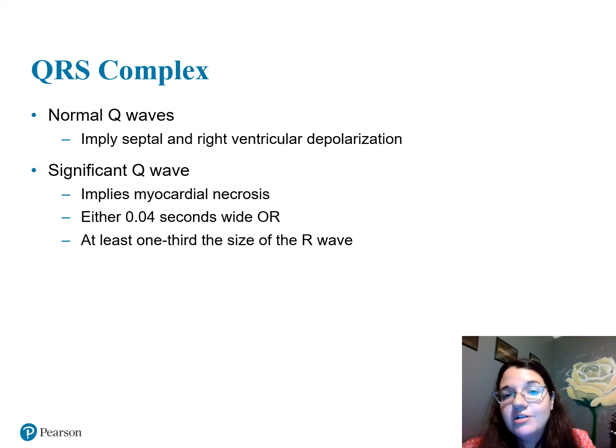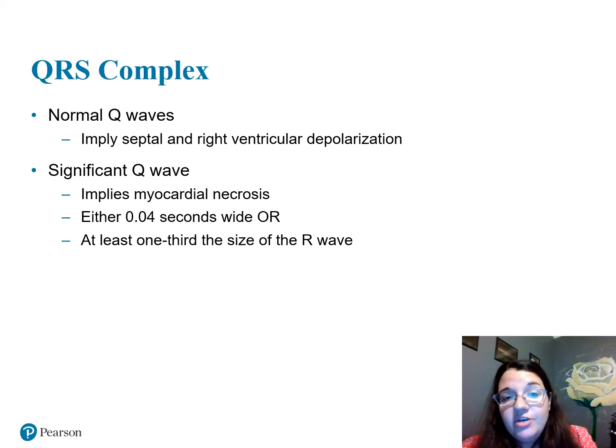The right ventricular depolarization. If we have a significant Q wave, this is going to imply myocardial necrosis. That's black, right? My tissue has become black. No impulse, no electricity can get through. So if I can't get an electric current from my conduction system into my myocardium, it's going to turn black. It's going to be dead tissue and damaged. It's going to be occluded, which can cause that heart attack.